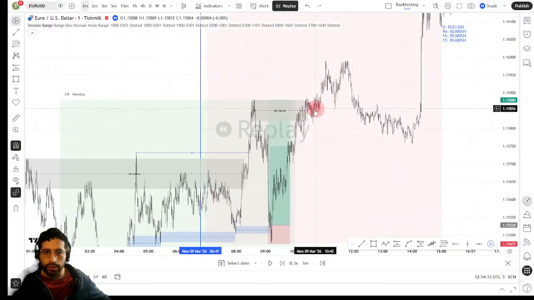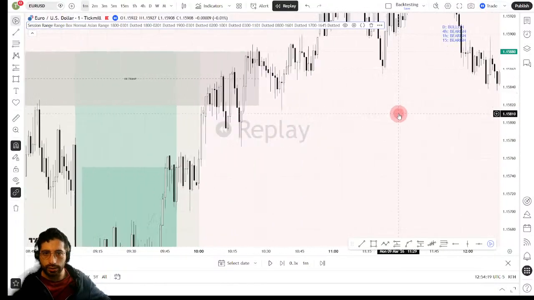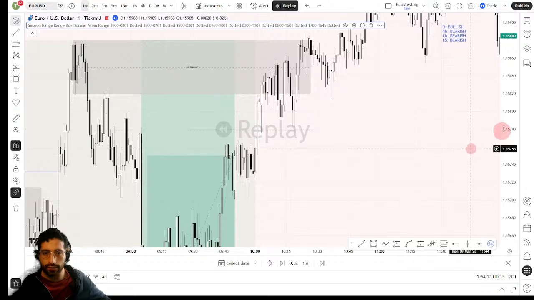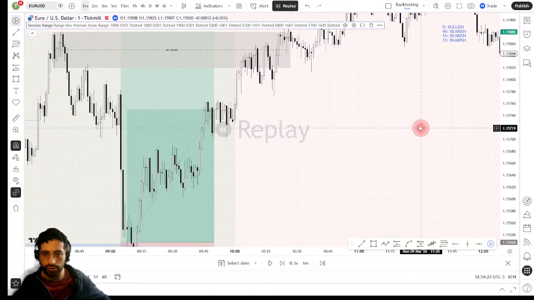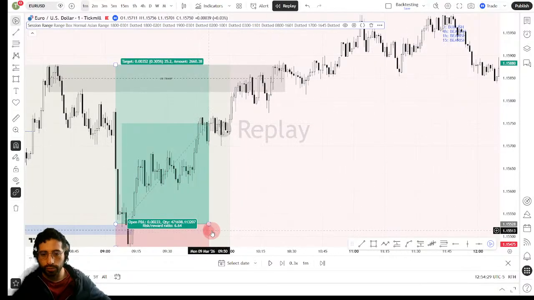Where is the order block? Here is the order block. Okay, so this is the order block, Trump. We already know that. And now here I'm going to find another potential entry point, which will be, let me check, what would it be?